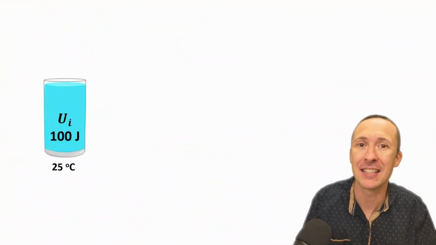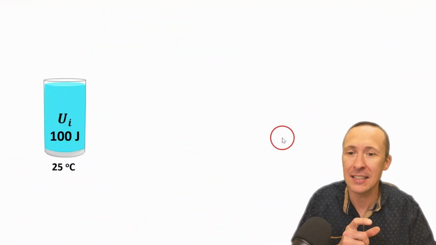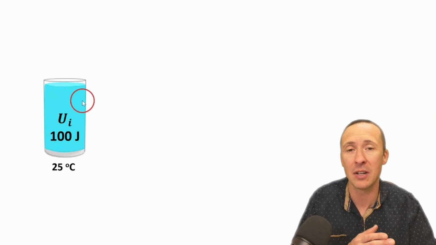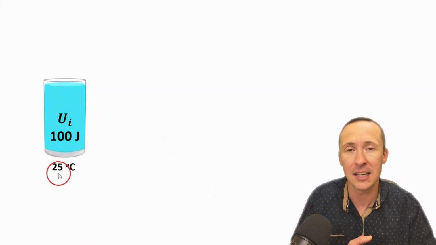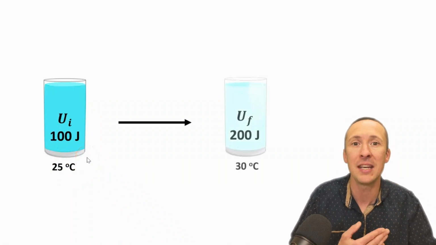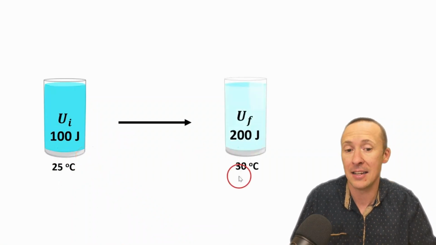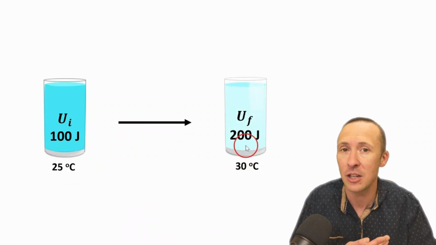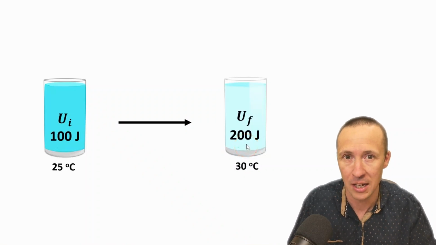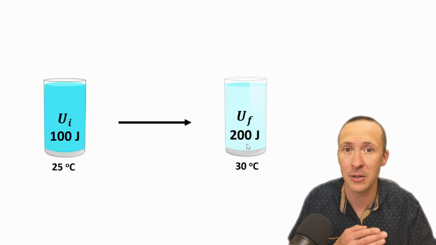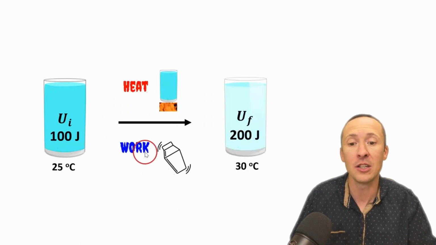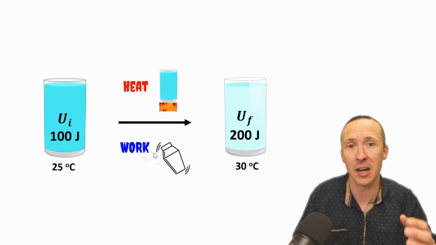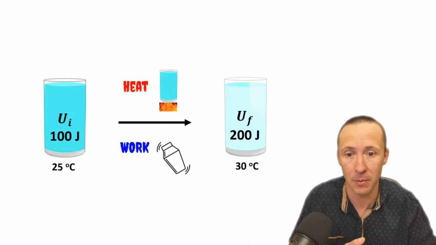No, we'll formalize this a little bit more. Let's say we have some system at a given state, and we'll say it has 100 joules of internal energy, and it's at 25 degrees Celsius, and then we heat it up so that it is at 30 degrees Celsius and say 200 joules of internal energy. Now there's two ways to add energy to the system. We can do it via heat, or we can do it via work, say cover it up and shake it. That's a form of work.